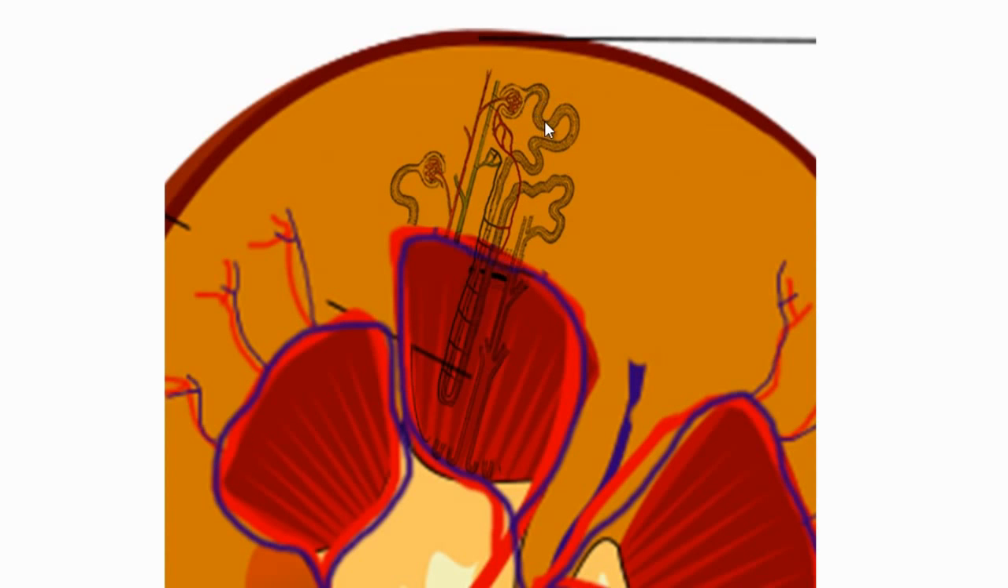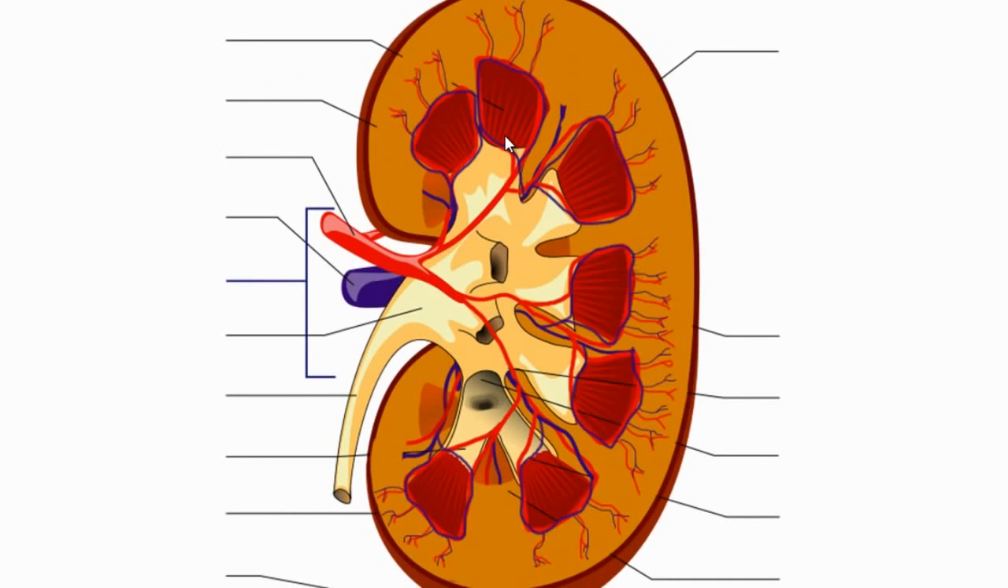But the stuff that's filtered out of the blood passes through this tubular system. There's a lot of complex physiology that I won't go into, but the stuff that's filtered out and excess water goes into the collecting duct and then passes out into the minor calyx, major calyx, renal pelvis, ureters, and it's excreted out of the body. So that's the internal structure of the kidney.